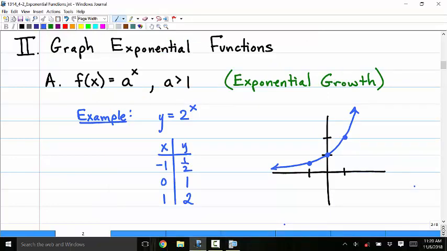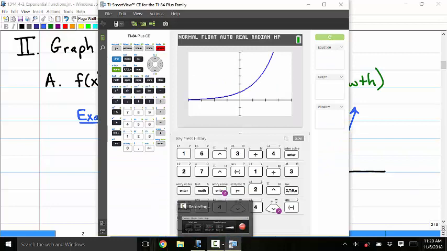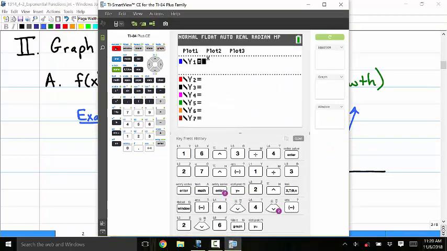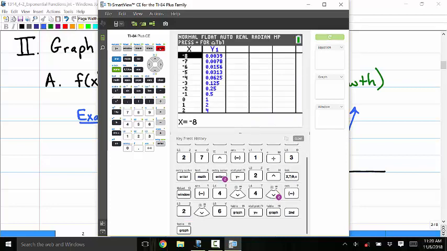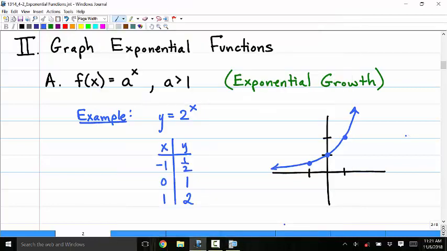Can you show me how you do that again? On the calculator, go to your y equals, you type in 2 to the x, and then just hit graph. You can also look for your points. How? Hit second table, and those will give you the points: -1, 1/2, 0, 1, and 1, 2. If the base is bigger than 1, you have exponential growth.